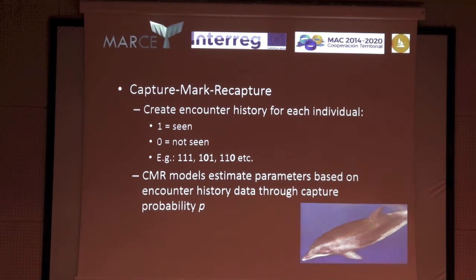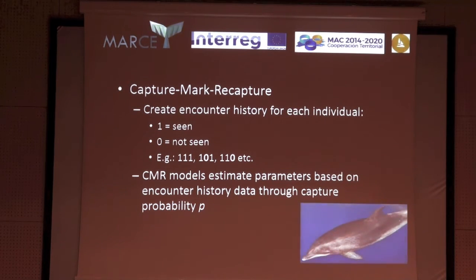So once we've created our catalog and analyzed our pictures, what we're going to do is create an encounter history for each individual. It's very basic. You have 1, you've seen the animal, and 0, you have not seen the animal. So if you have 3 sampling sessions, for example, you can have individuals that you have seen in all 3, some that you have seen in the first, not in the second, but again in the third one, or others that you have seen in the first 2 and not in the third one.